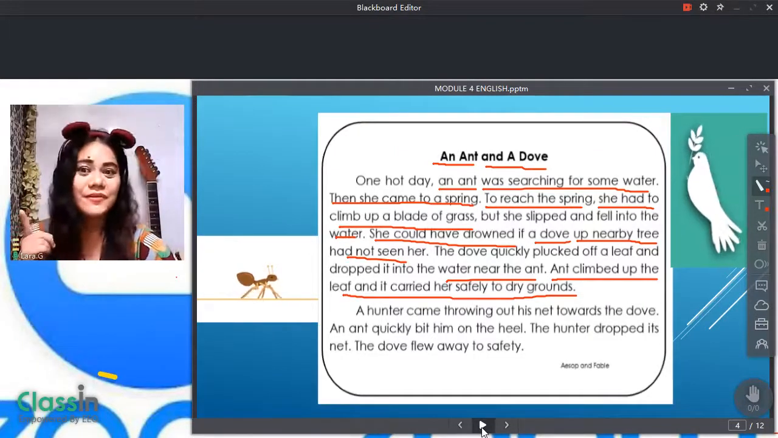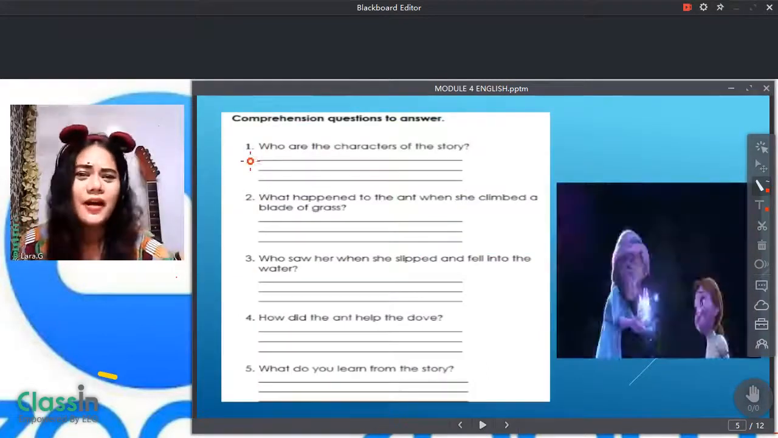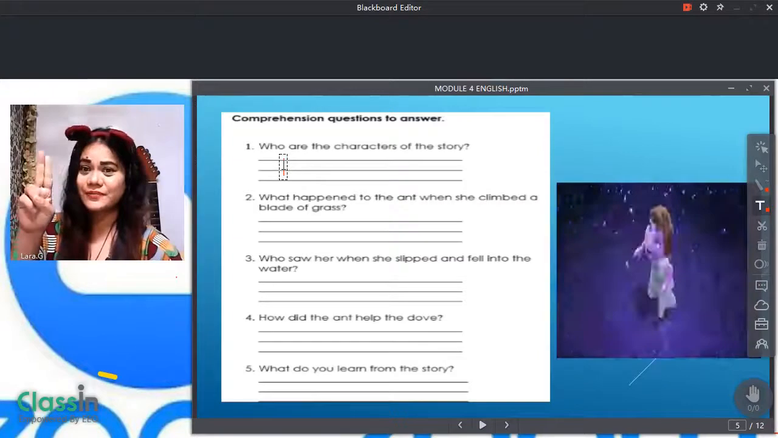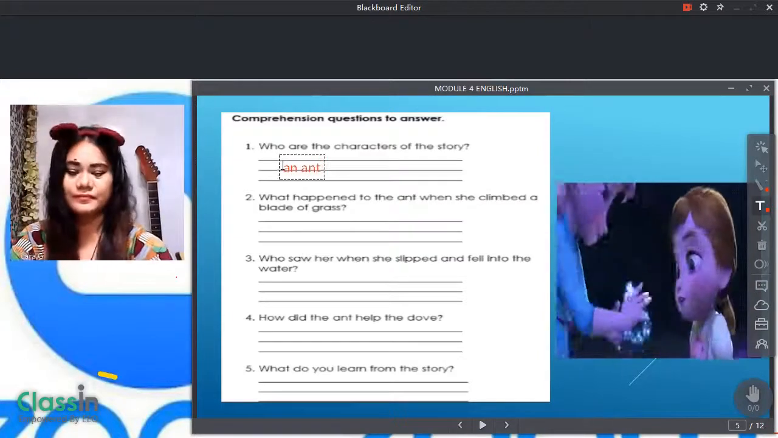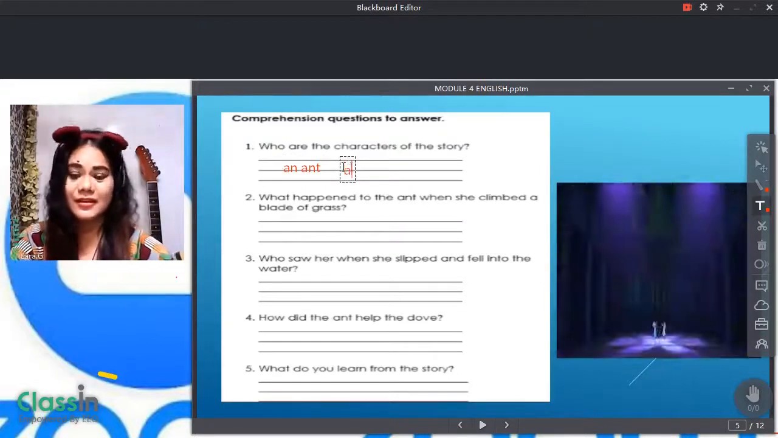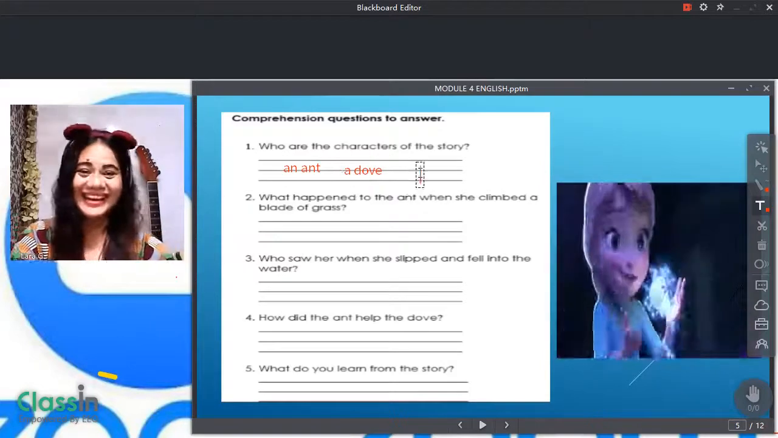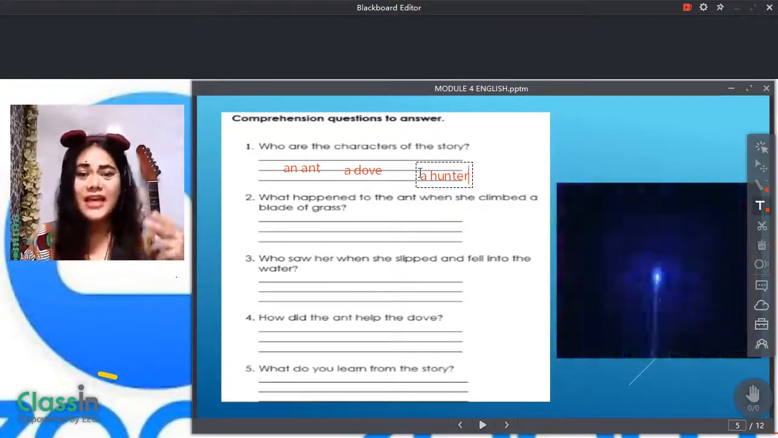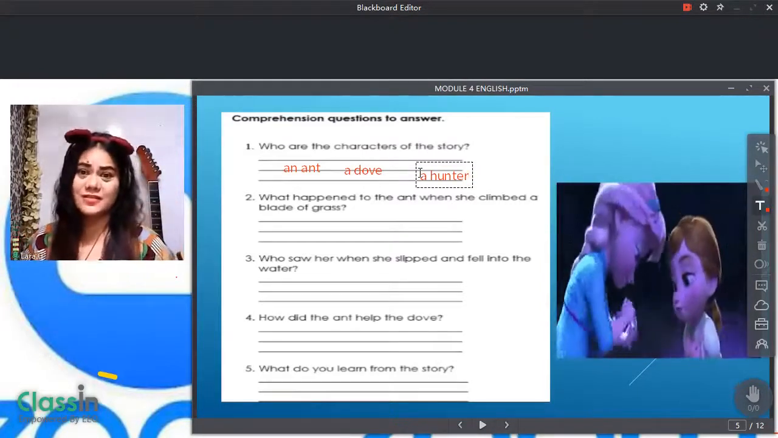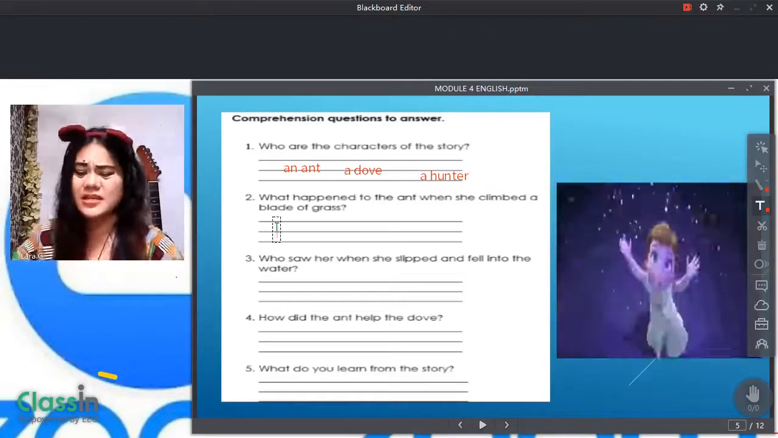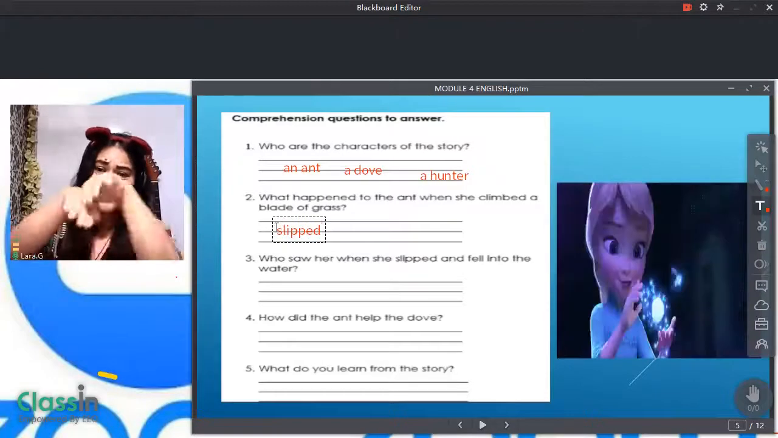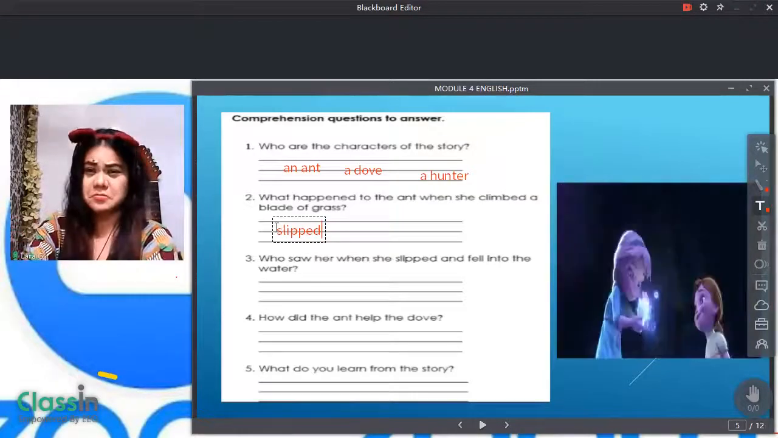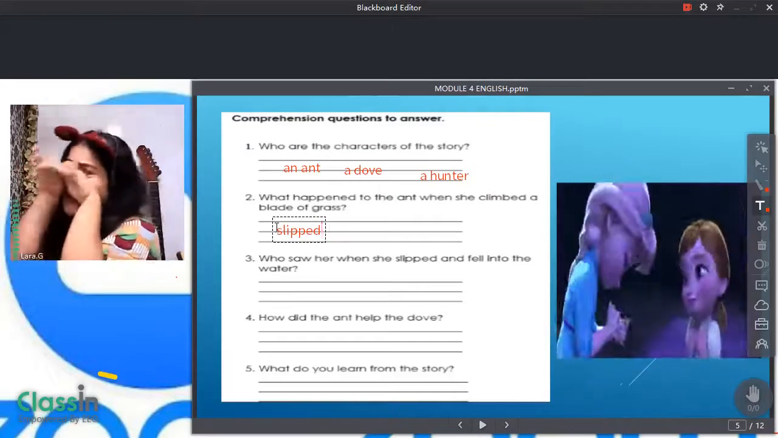Now, let us see if you have understood the story. Who are the characters of the story? Yes, there are two. An ant. What else? A dove. Actually, three. And a hunter. Yes. Now, what happened to the ant when she climbed a blade of grass? Poor ant slipped on the grass, and could have been drowned in the water. And she said, oh, help, help, I'm drowning, help.